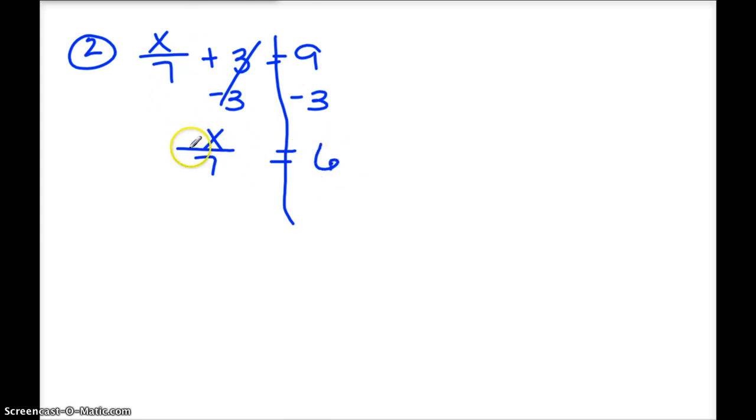Okay, and then secondly, I need to get rid of the division. Now this says x divided by 7, so to get rid of it, I am going to multiply by 7 on each side. So x equals 42.